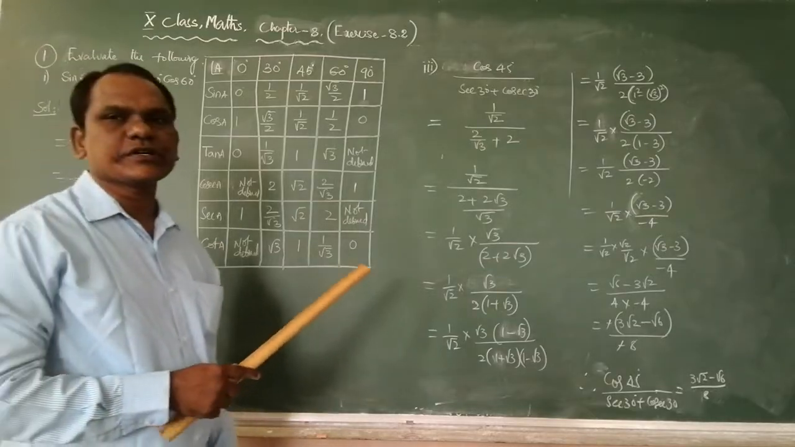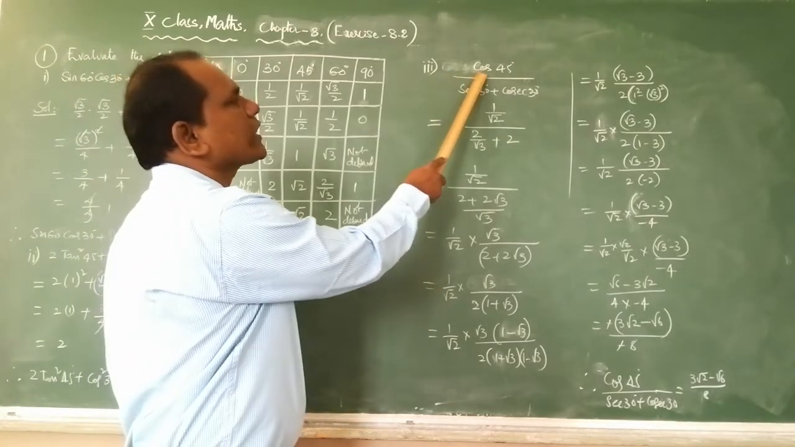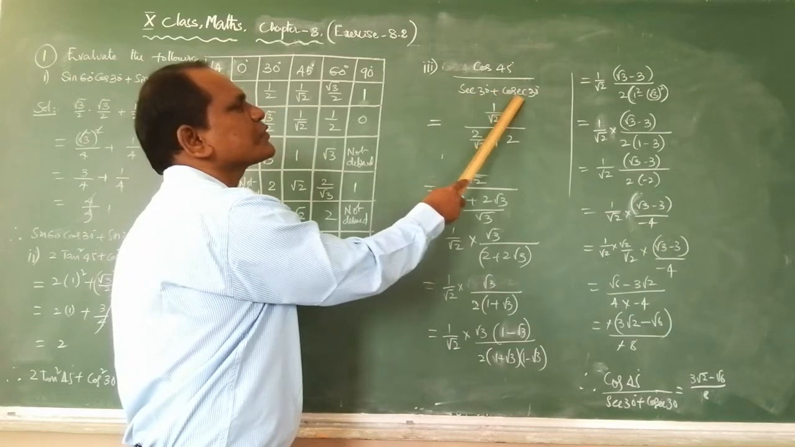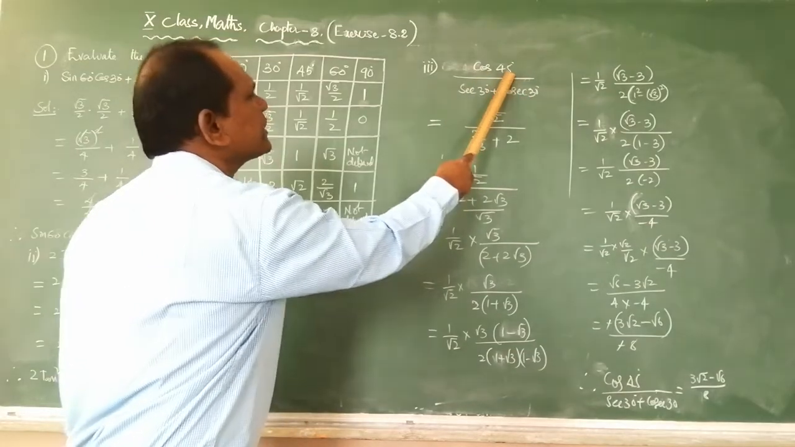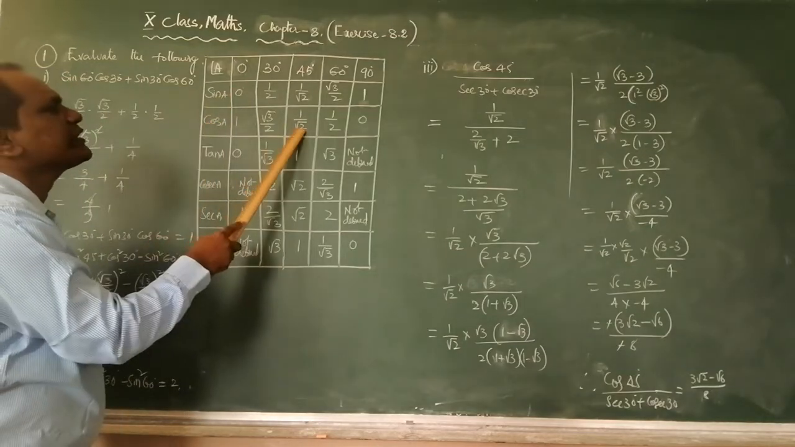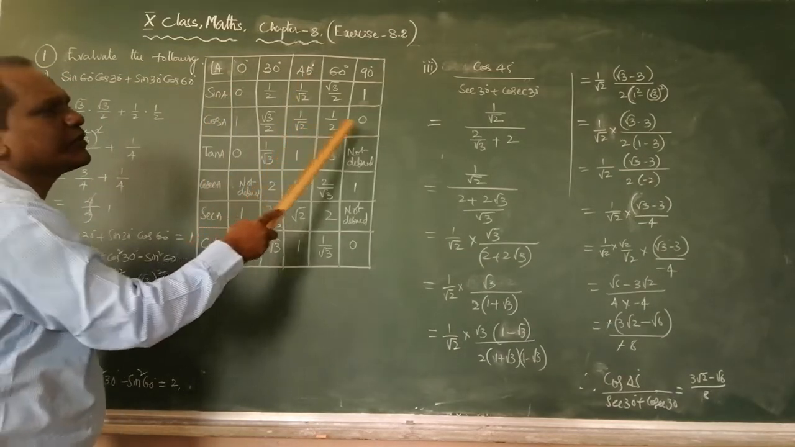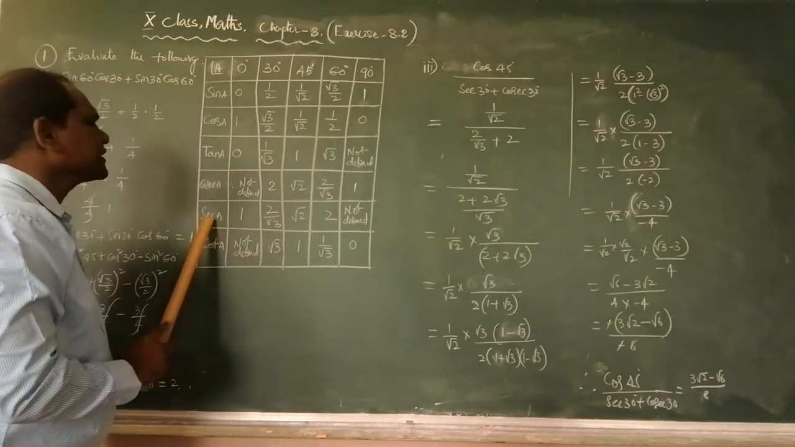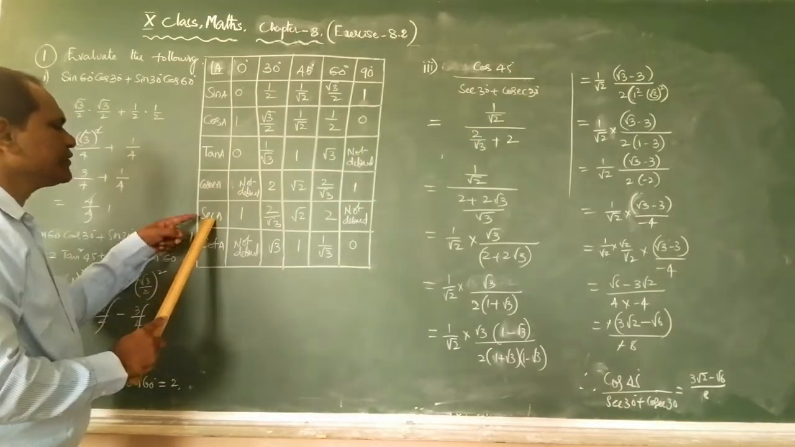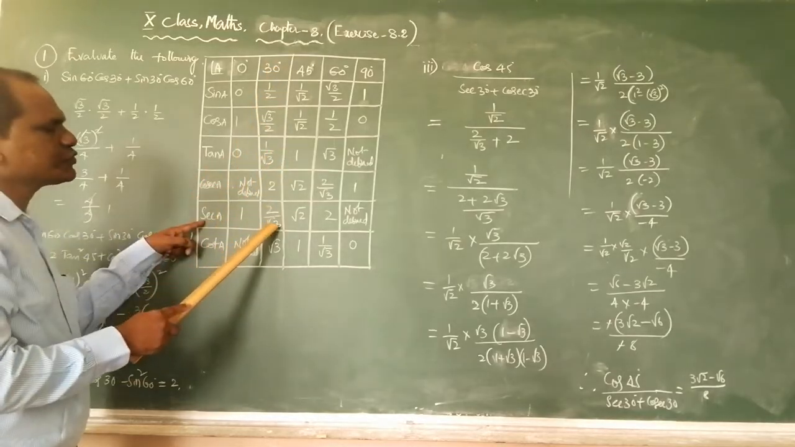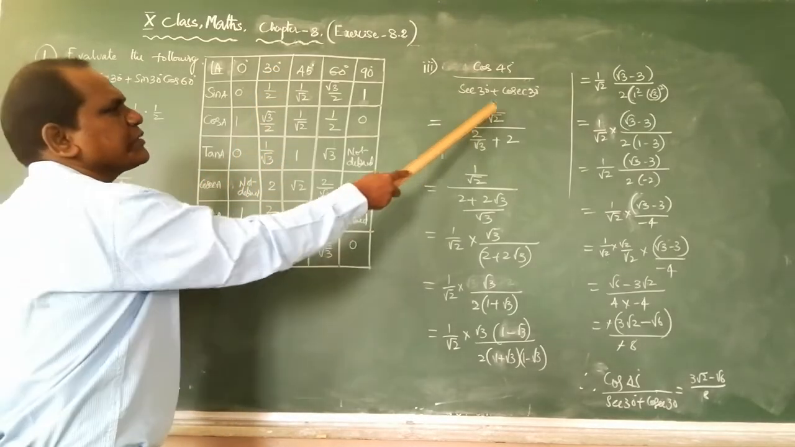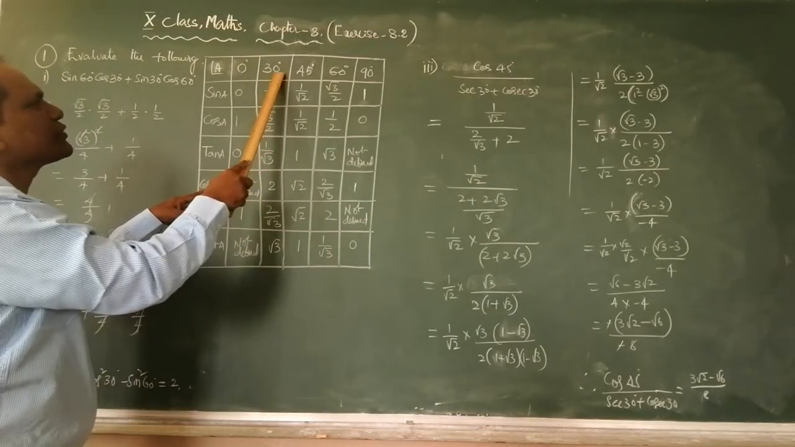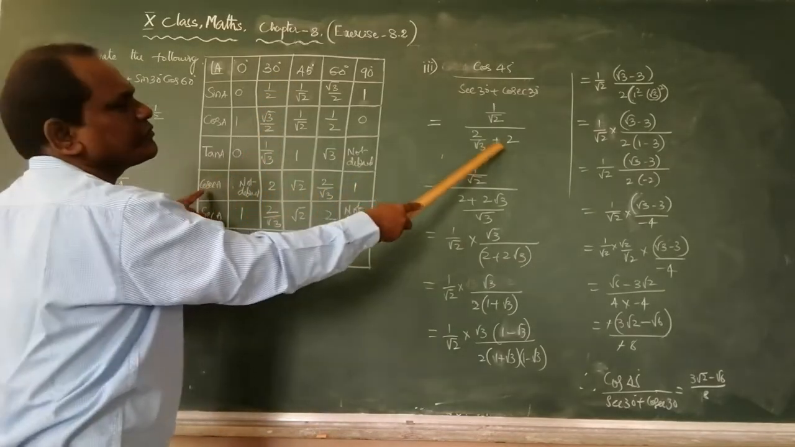When we come to the third sum: cos 45 degrees by secant 30 degrees plus cosecant 30 degrees. Cos 45 degrees value is 1 by root 2. So 1 by square root of 2 by secant 30. The secant value of 30 degrees is 2 by root 3. Plus cosecant 30. Here the cosecant 30 value is 2.